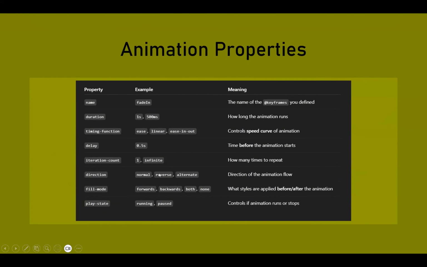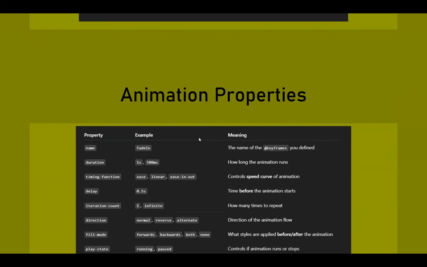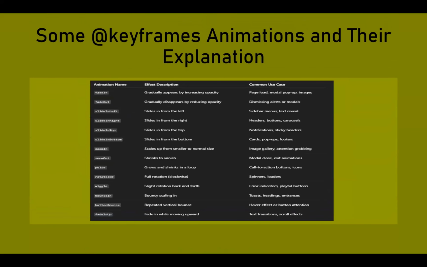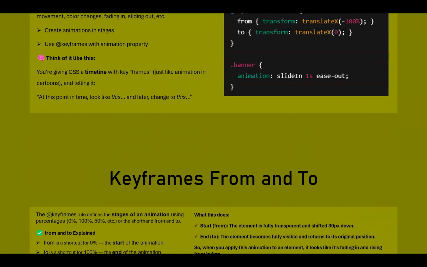Then we have delay, we have iteration. You don't have to use all of them all at once, right? Most times you find yourself just using the name, duration, and timing. Again, this may be confusing, but if you just go back to this slide, you will see everything in use.